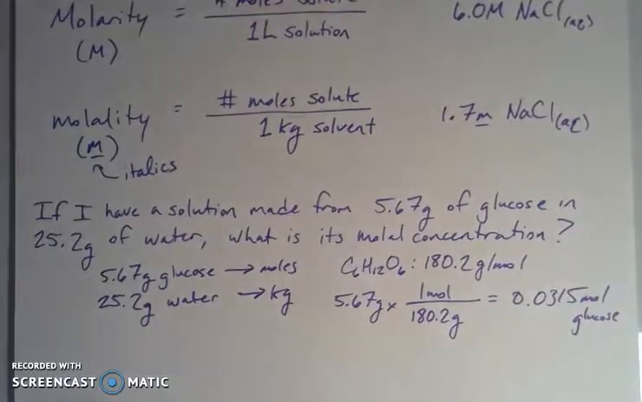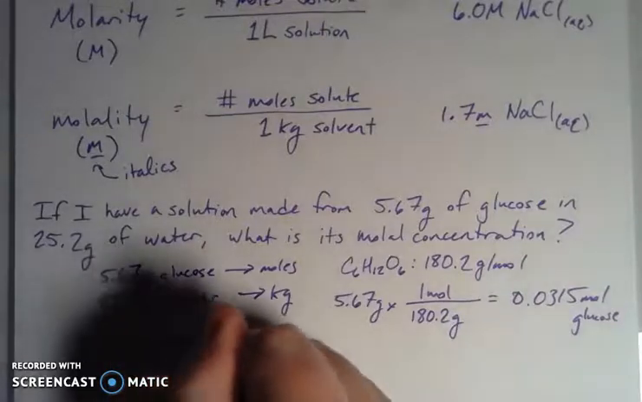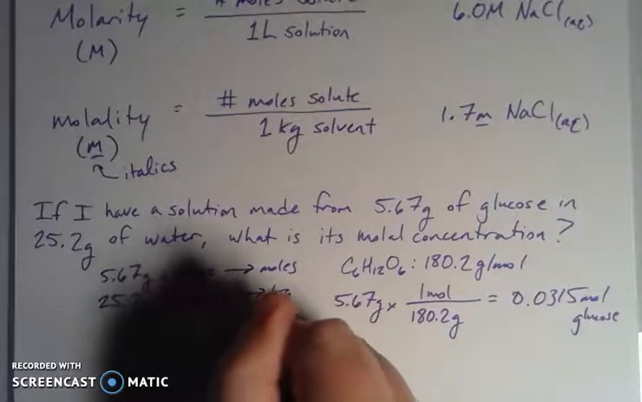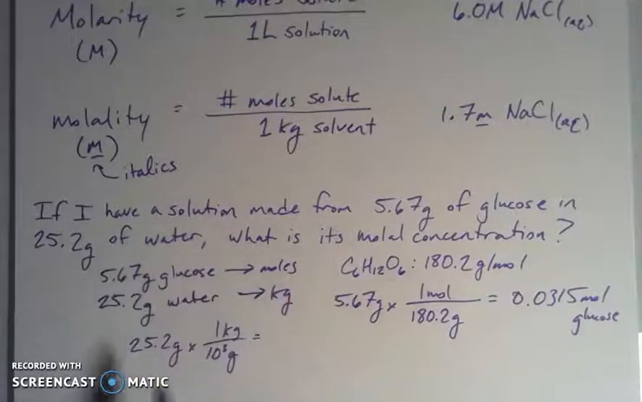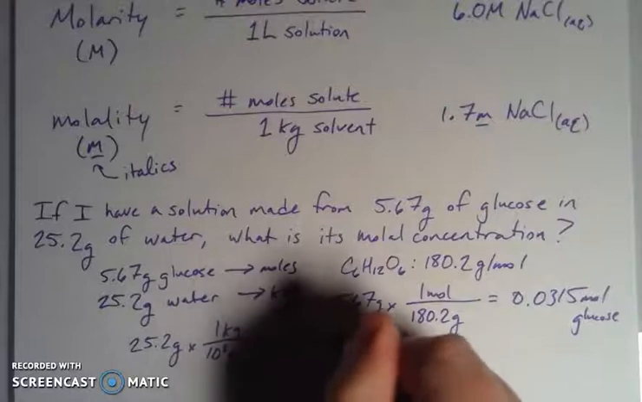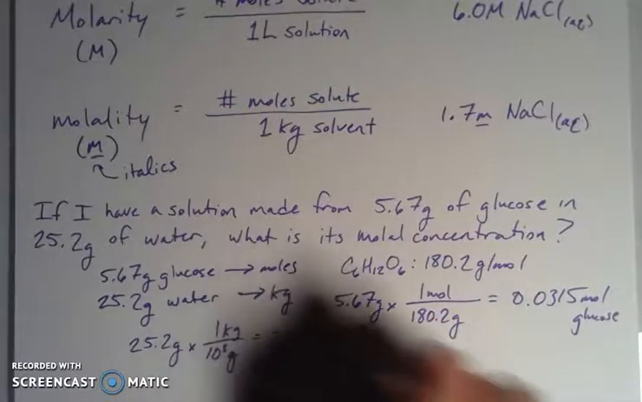Okay, and now I need to get to kilograms. So grams to kilograms, there's 1,000 grams in a kilogram. So I'm going to go 25.2 grams times 1 kilogram over 1,000 grams. I'm dividing by 1,000, so I'm thinking about moving my decimal point, and that gives me 2.52 times 10 to the negative second kilograms of my water.